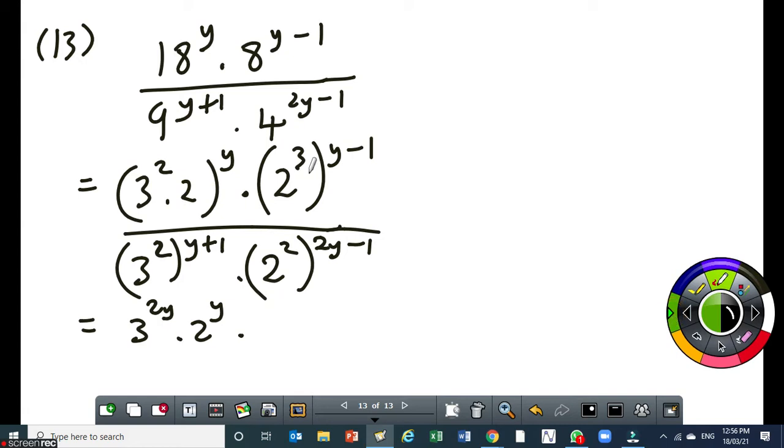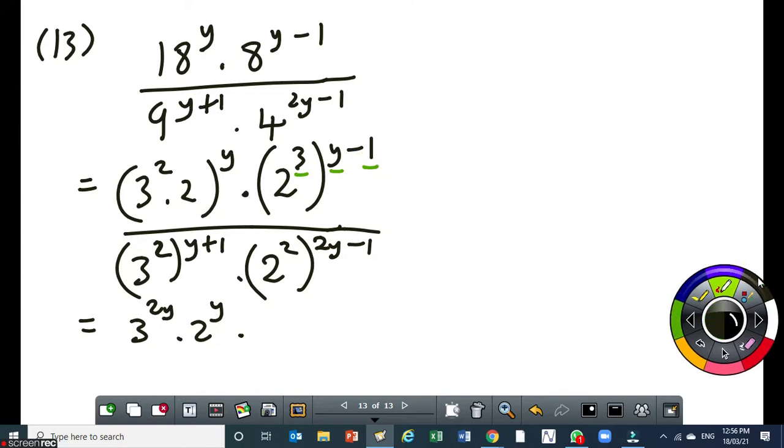This 3 here multiplies both the y and the minus 1. So don't make a mistake of multiplying that 3 by y only. It is also supposed to be multiplied by the minus 1, because our exponent here, y minus 1, is a binomial. So I'm going to write that as 2 to the power of 3y minus 3.